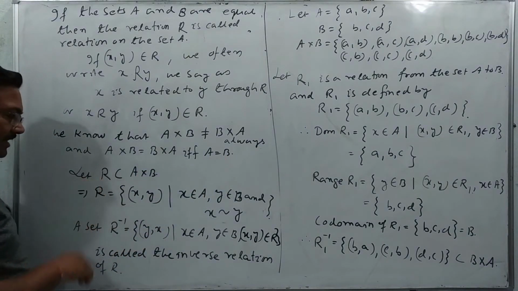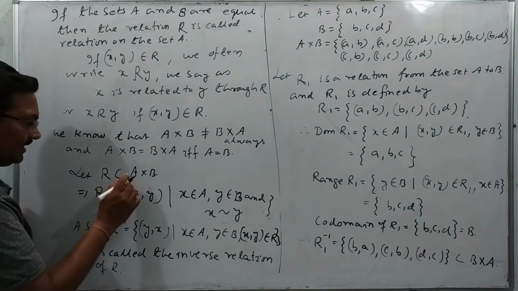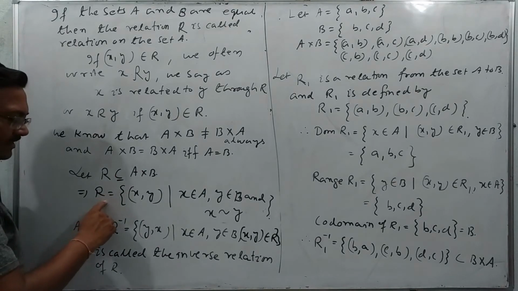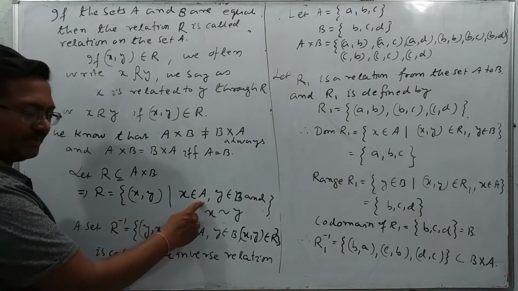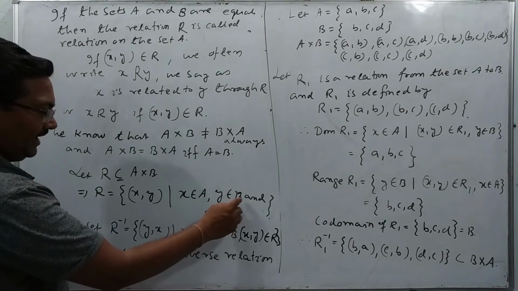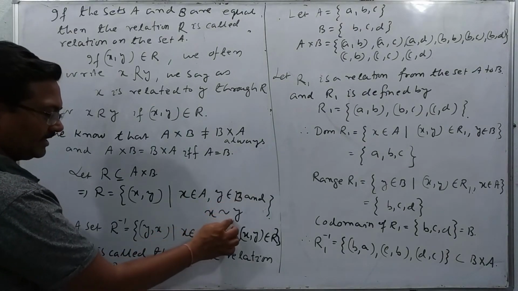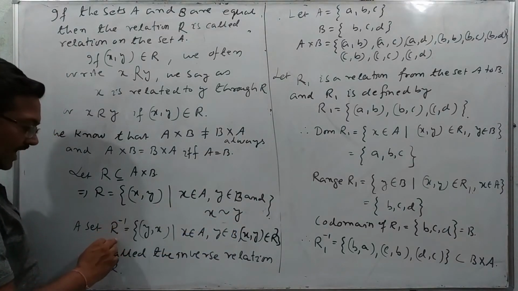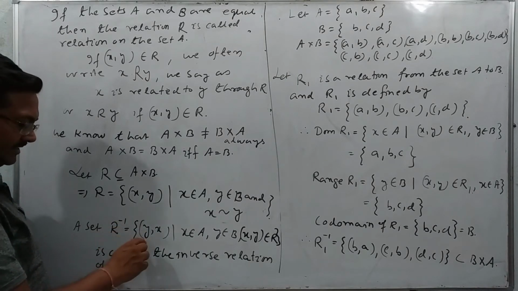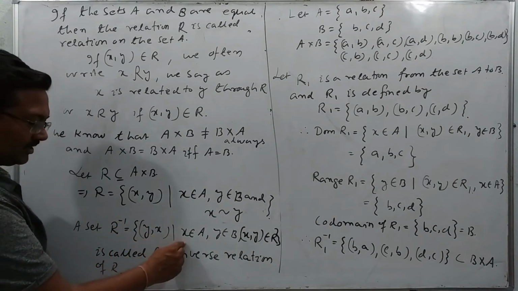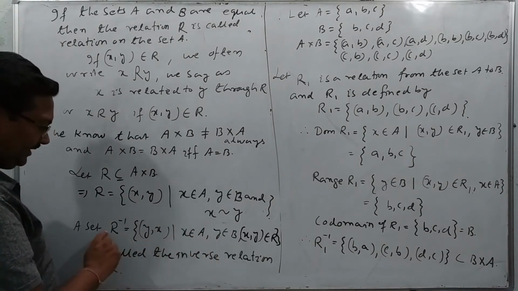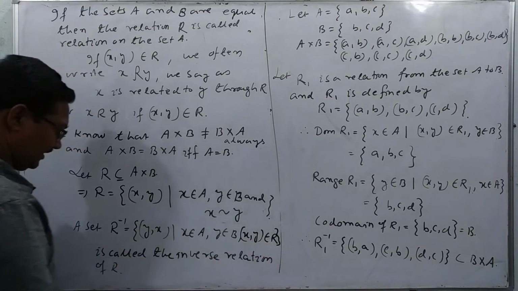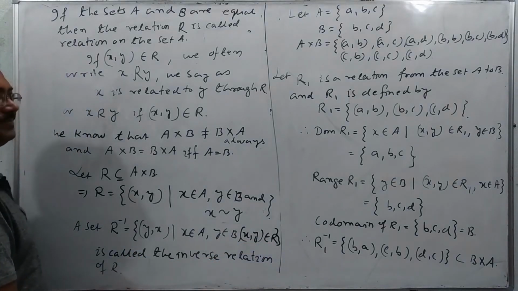Let R be a relation from the set A to set B. So we write R equal to {(x, y) such that x is an element of A, y is an element of B, and through the relation x is related to y}. The set R power minus 1, that is R inverse, we read as R inverse. It is {(y, x) such that x is in A, y is in B, and (x, y) is in the relation R}, and is called the inverse relation of R.